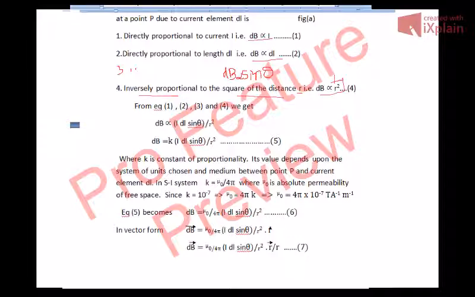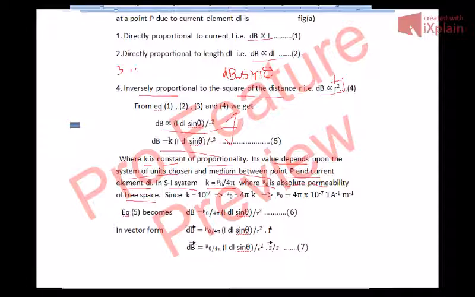When we combine these equations, 1, 2, 3, 4, we get dB is directly proportional to I dl sine theta by r square. To remove this proportionality, we insert a constant k. So dB is equal to k I dl sine theta by r square, where k is the constant of proportionality. Its value depends upon the system of units chosen and the medium between point P and current element dl.